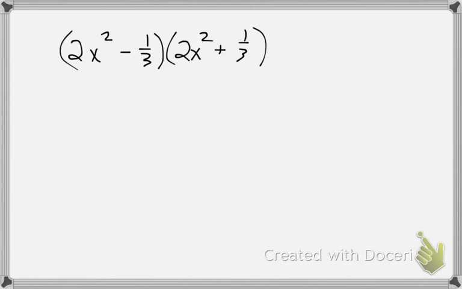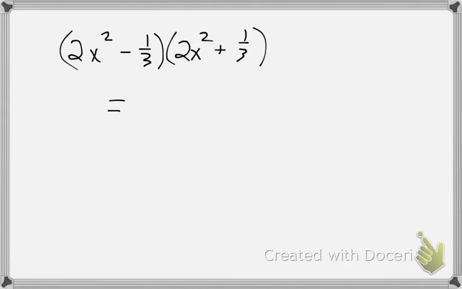Is this a special form? Yes. Which one is it? It's a difference of squares. A plus b, a minus b, right? Who's playing the role of a? 2x squared. Who's playing the role of b? 1/3. It always multiplies the same way. A squared minus b squared.